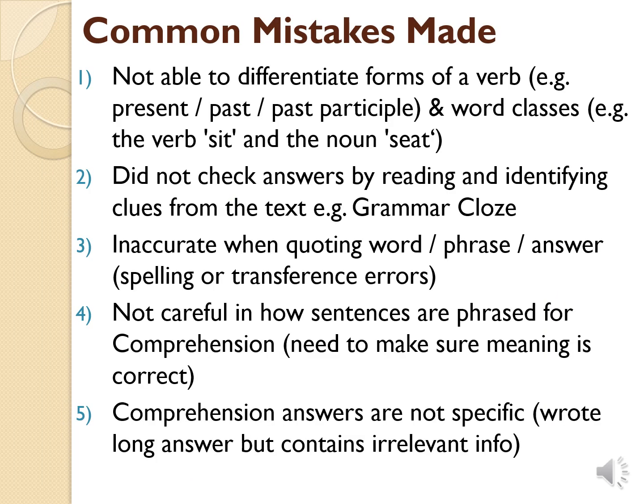These are some common mistakes observed of students for Paper 2. They are not as able to differentiate the forms of a verb and word classes. They tend to not check their answers against the text given. They also tend to make careless spelling or transference errors. They are not careful when they express answers to comprehension in their own words. Sometimes they write long answers that do not answer the questions.